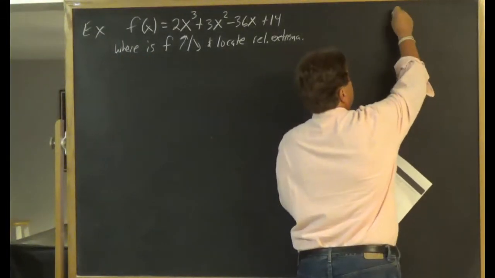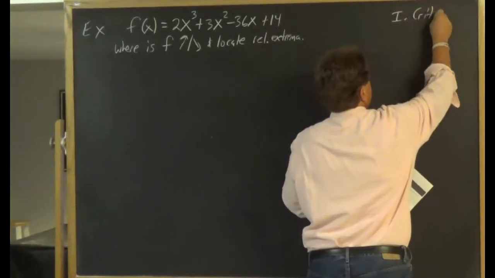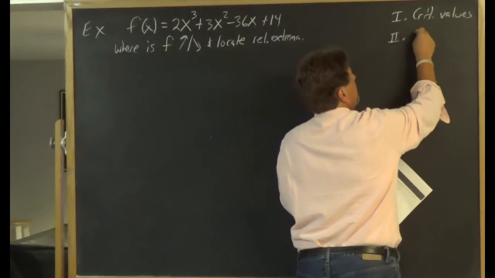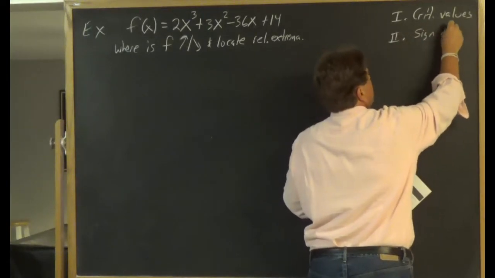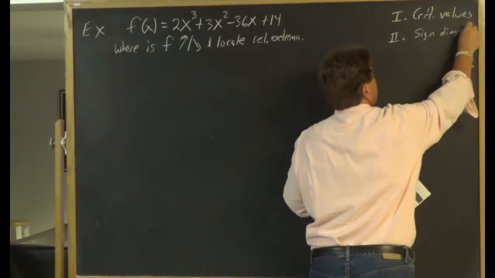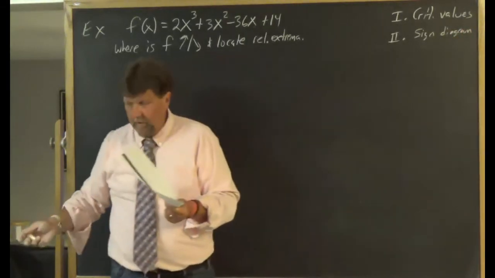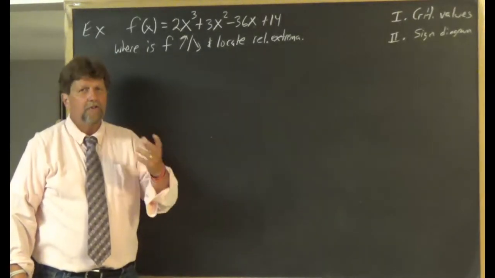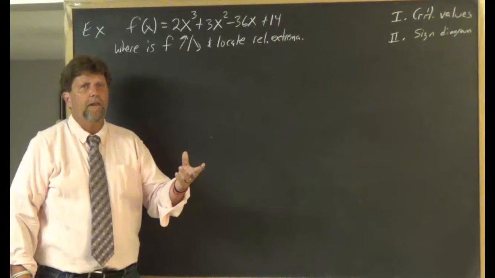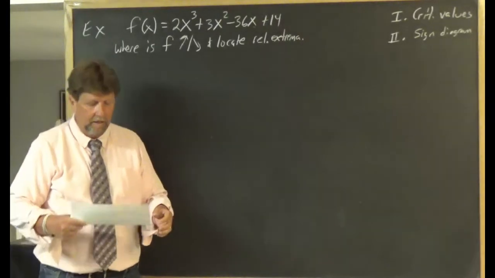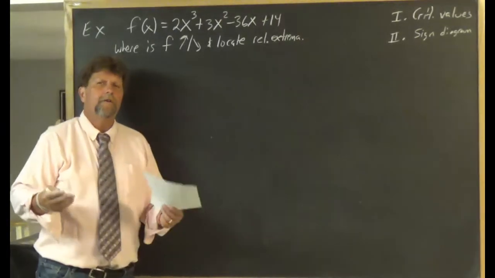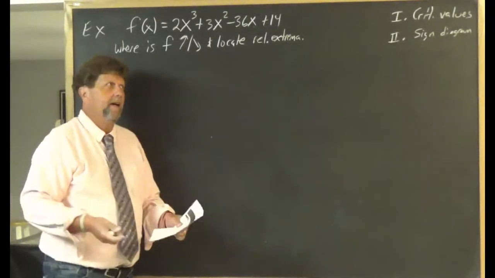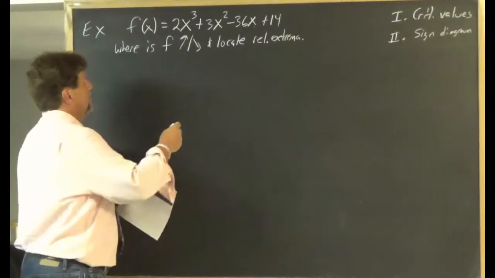First thing you need to do, get the critical values. The second thing you do, make a sign diagram. That will answer all of the questions. It will tell us where the function's increasing, where the function's decreasing, where we have a relative max, where we have a relative min. So remember, critical values occur where the derivative equals 0 or where the derivative is undefined. So I guess we should find the derivative first.